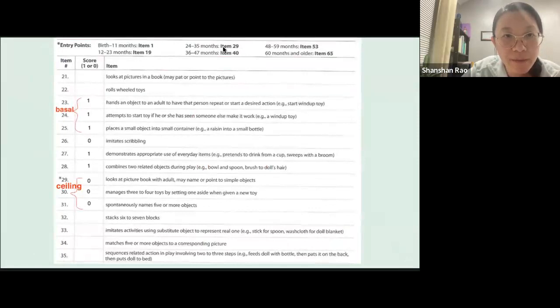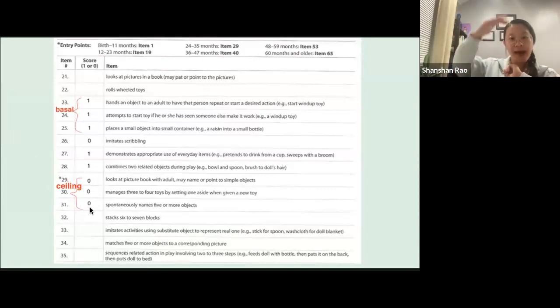So we're going to start from item 29. You're going to go to item 29 and see if the student can perform the skill or he cannot perform the skill. If he cannot perform the skill, he's going to score 0. And then you're going to keep going. When he reaches 3 zeros, you're going to stop testing because that is going to be his ceiling. He already reached the ceiling, so you're going to stop right there. For this case, we stop at item 31.